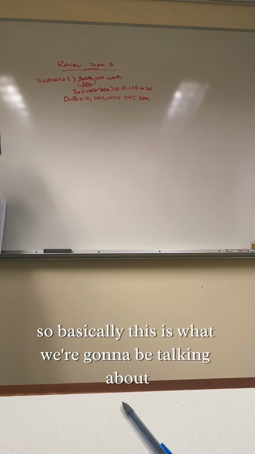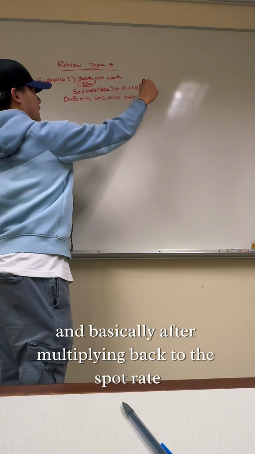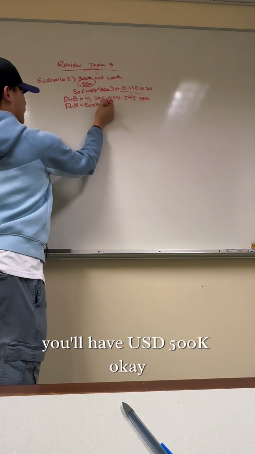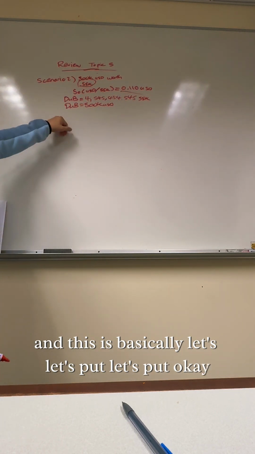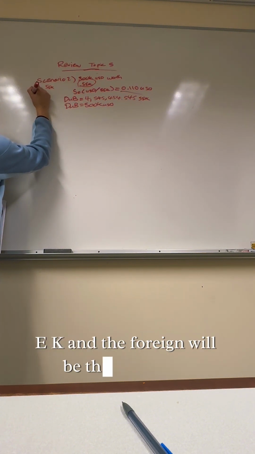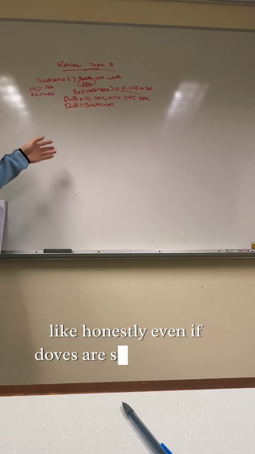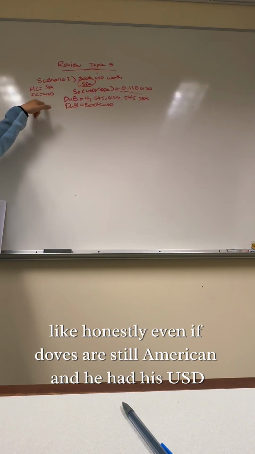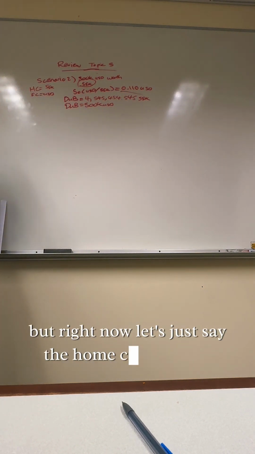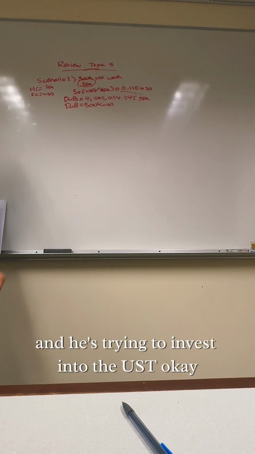So basically, this is what we're gonna be talking about. Let's say Dubs was a Swedish guy, he had this much, and after multiplying back by the spot rate, you'll have USD 500K, okay? Always remember, the home currency, let's say, is the SEK, and the foreign will be the USD. Even if Dubs was still American and his grandma gave him this amount, we can still convert it. But right now, let's just say the home country was Sweden, and he's trying to invest into the USD.